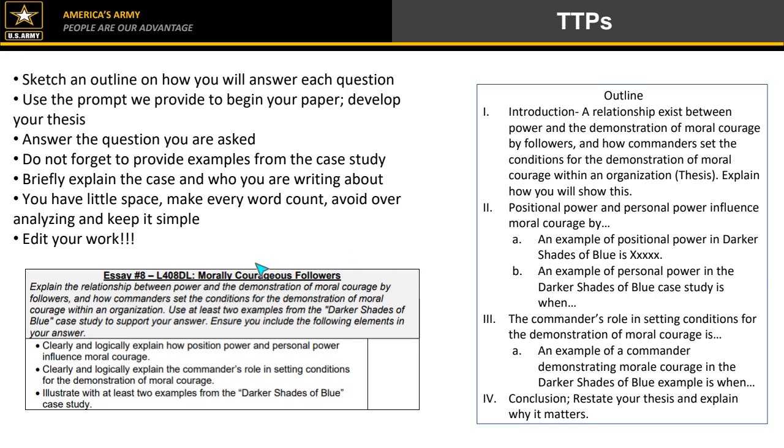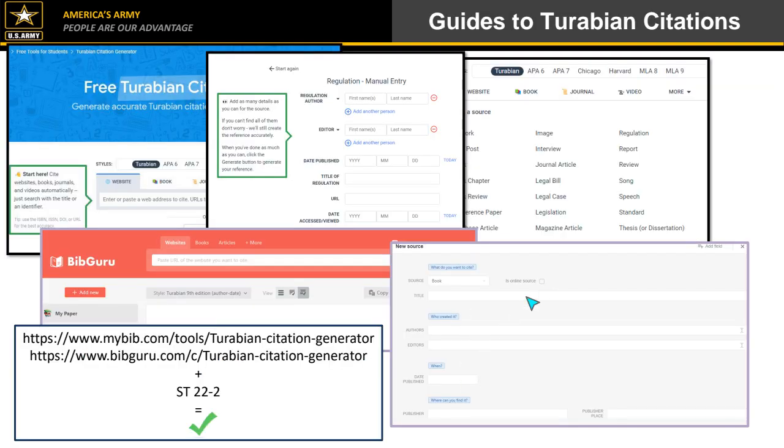And then finally, you have very little space, so make sure that you stick to your outline, keep it simple and concise, and edit your work. Like I recommended for all of your writing, use spelling and grammar checks, have a friend read it, and make sure that it makes sense. All right, next, we're going to talk about Turabian.